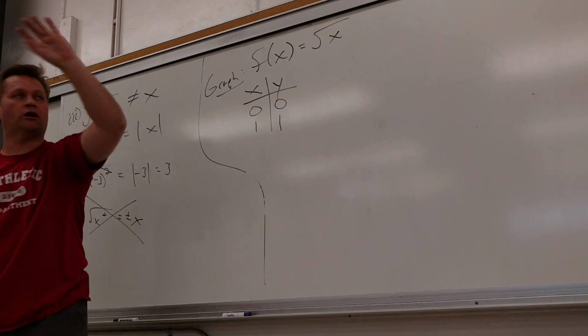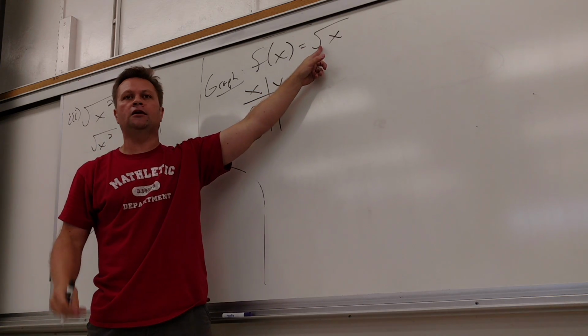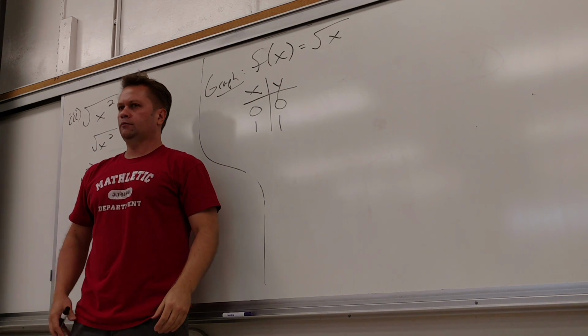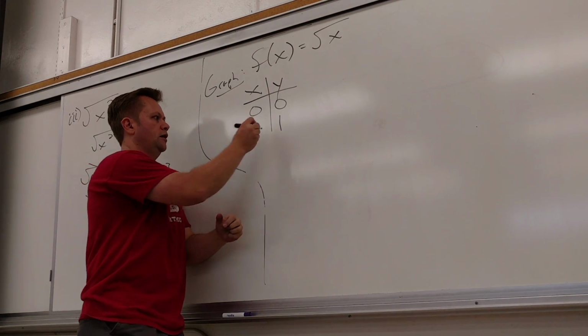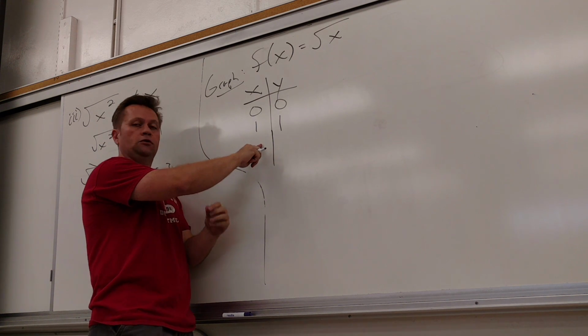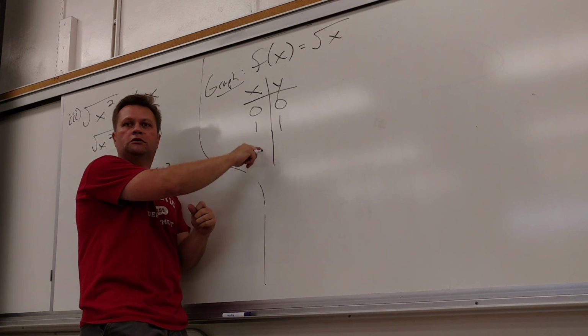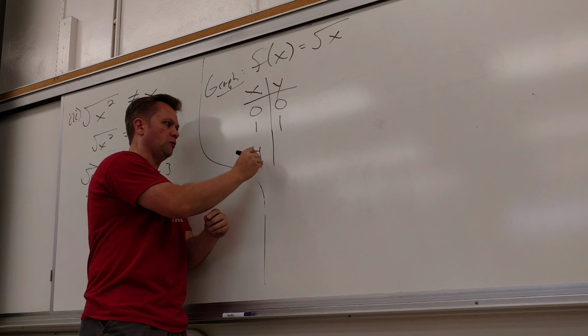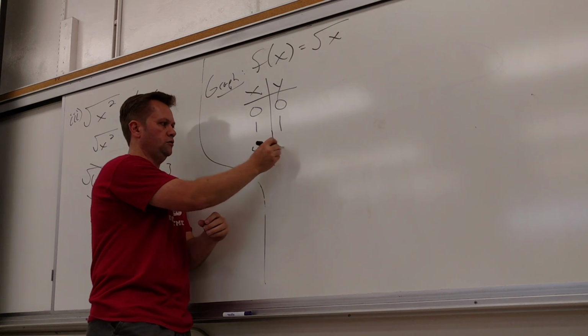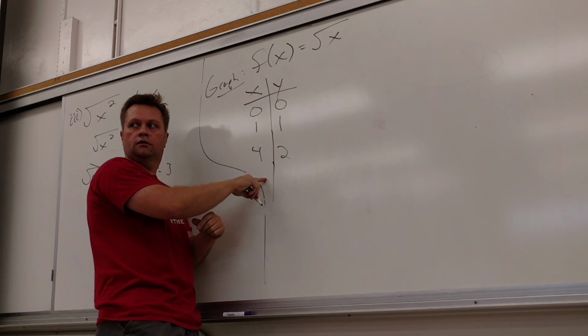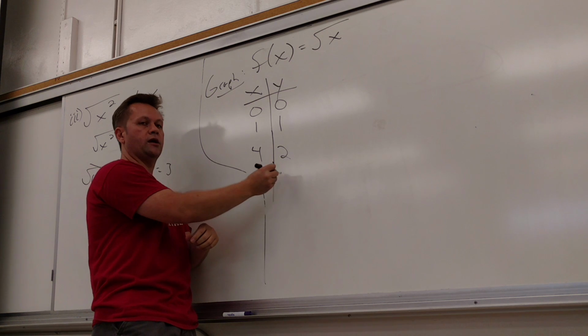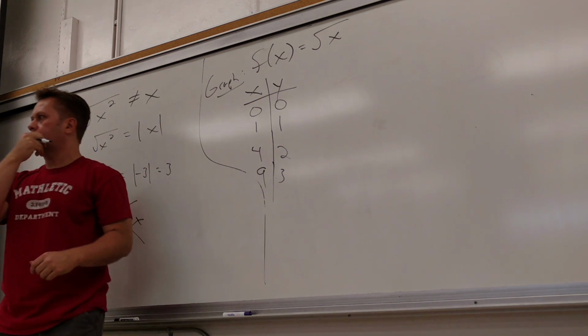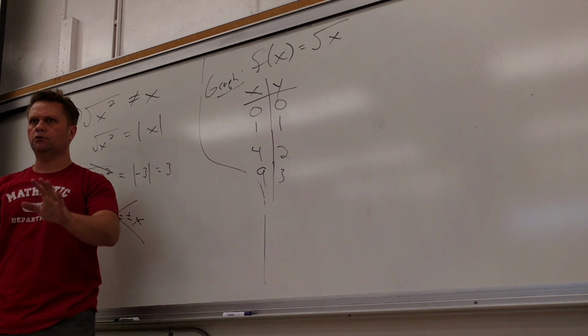Now, if you stop there, you're going to think it's a straight line. Well, it can't be a straight line because is this linear? No, it's not. And so the next good number, do I want to use 2? No. Do I want to use 3? No. I want to use 4 because the square root of 4 is 2. The next good number would be 9 because the square root of 9 is 3. Okay, how are we doing so far?